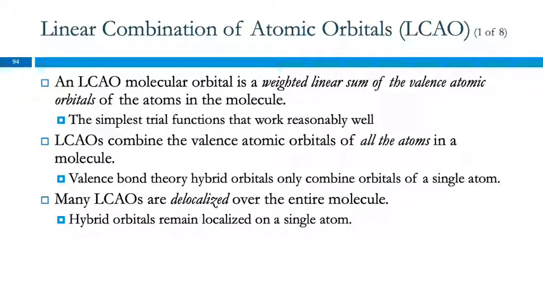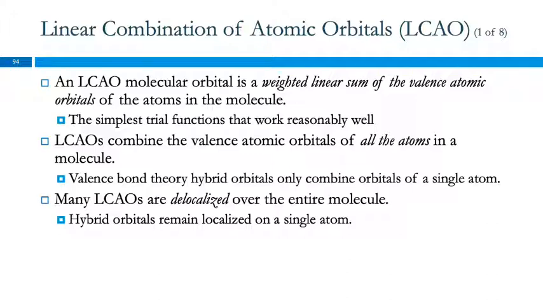These molecular orbitals, we're going to look at LCAO molecular orbitals. That stands for linear combination of atomic orbitals. It's a weighted linear sum of the valence atomic orbitals of the atoms that are in the molecule. This is the simplest trial function that works reasonably well. And so what this does is it combines the valence atomic orbitals of all the atoms in the molecule together.